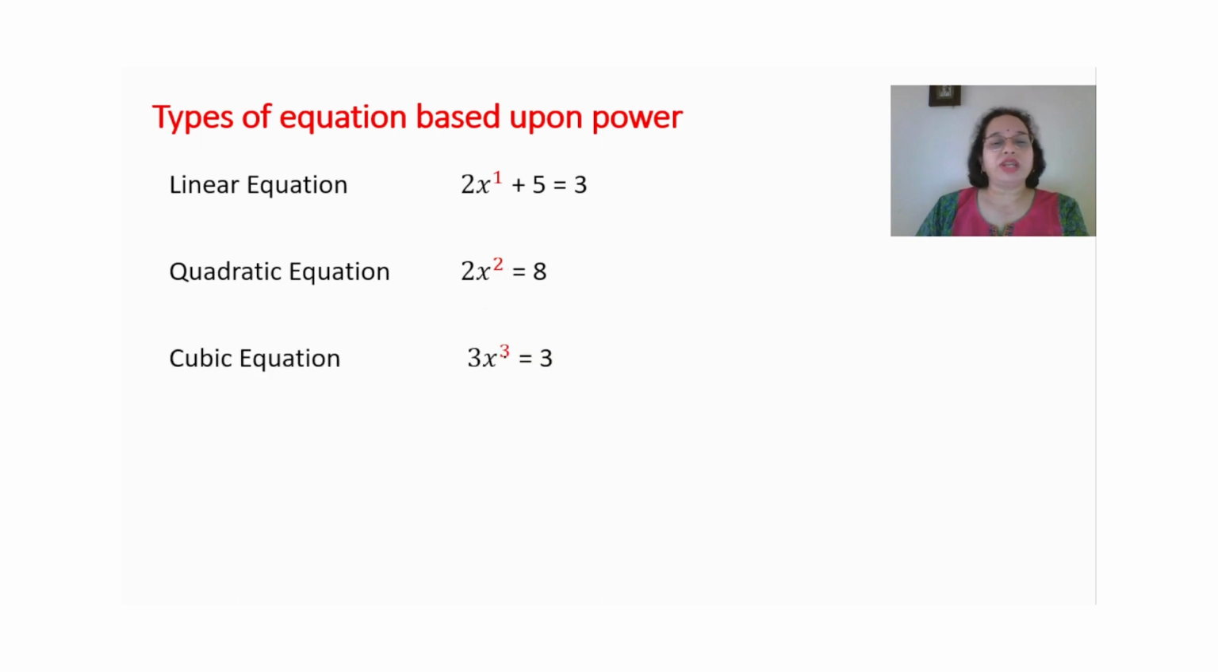If the power of the variable is 3, such a type of equation is known as cubic equation. Linear means 1, quadratic means 2 and cubic means 3. If the power of the variable is 4, this is known as biquadratic equation.